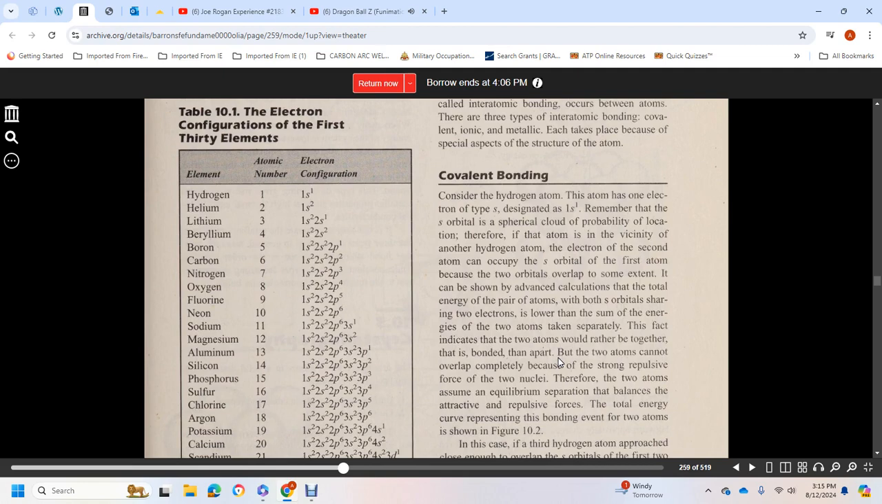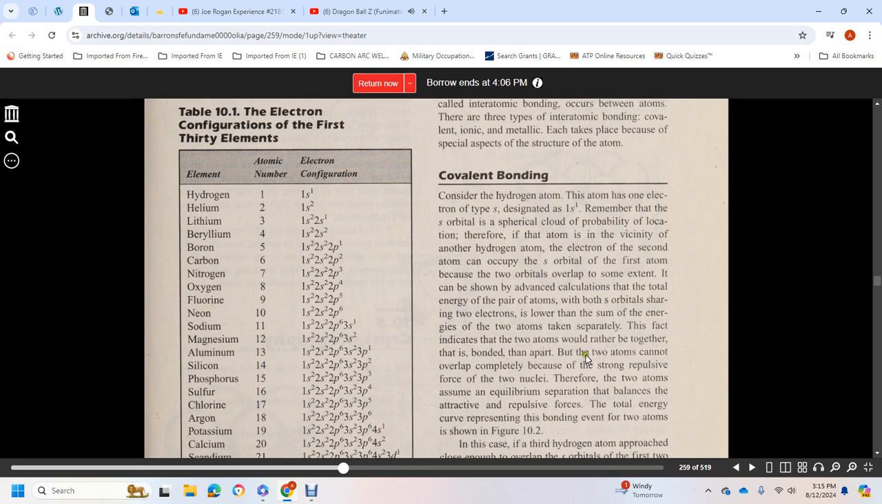If the atom is in the vicinity of another hydrogen atom, the electron in the second atom can occupy the s orbital, but the first atom becomes the 2 orbitals overlapping to some extent. It can be shown by advanced calculations that the total energy of the pair of atoms, with both s orbitals sharing 2 electrons, is lower than the sum of the energies of the 2 atoms taken separately. This fact indicates the 2 atoms would rather be together.